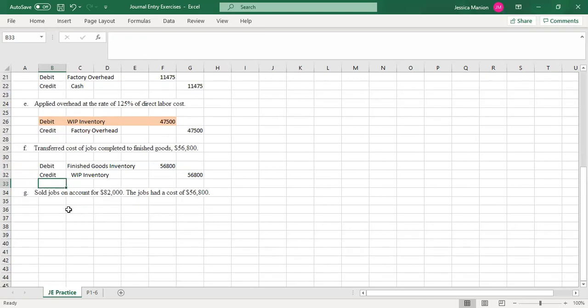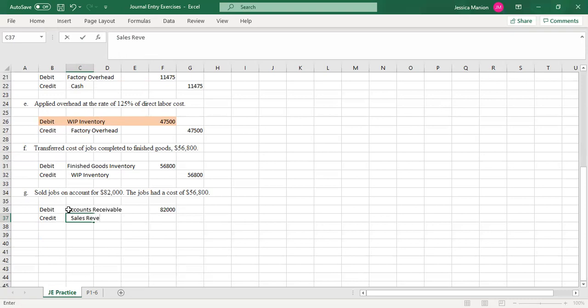So again, for those of you that have been out of Principles of Accounting for a while, you might not necessarily remember these two entries, but for those of you that took Principles of Accounting 2 last semester, we got a lot of practice with this, right? These are two separate entries here. So the first one, sold jobs on account 82,000. We debit accounts receivable $82,000. We credit sales revenue.